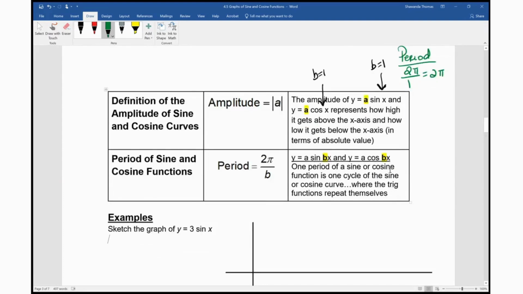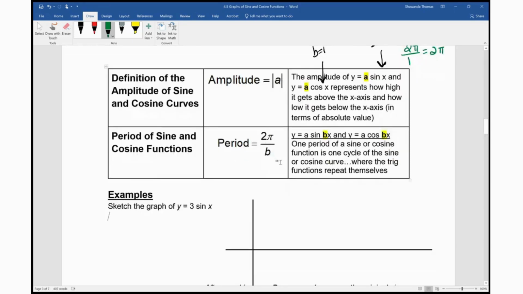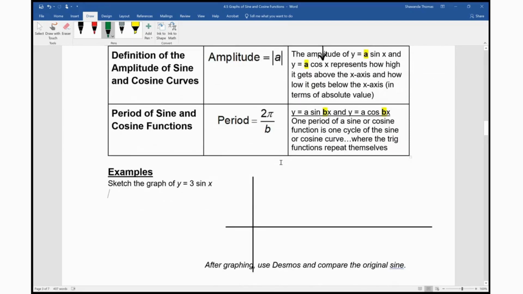One period of a sine or cosine function is one cycle of the sine or cosine curve, or where the trig functions repeat themselves. So this is just showing us what is one cycle. That period is just telling us this is one cycle, and then if you keep going, it just repeats that one cycle.